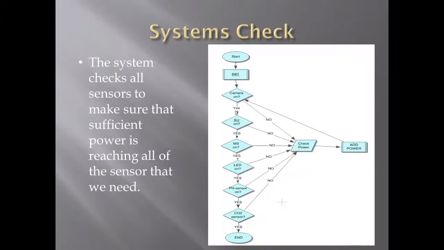In the systems check portion, they need to initialize all the systems and then check if the camera is on. If it is, then they'll move on to check the various remaining peripherals and see if they're on. If they are not on, then this will add to the function at the bottom, and then we'll continue to repeat until all the systems have been checked and they are all on.